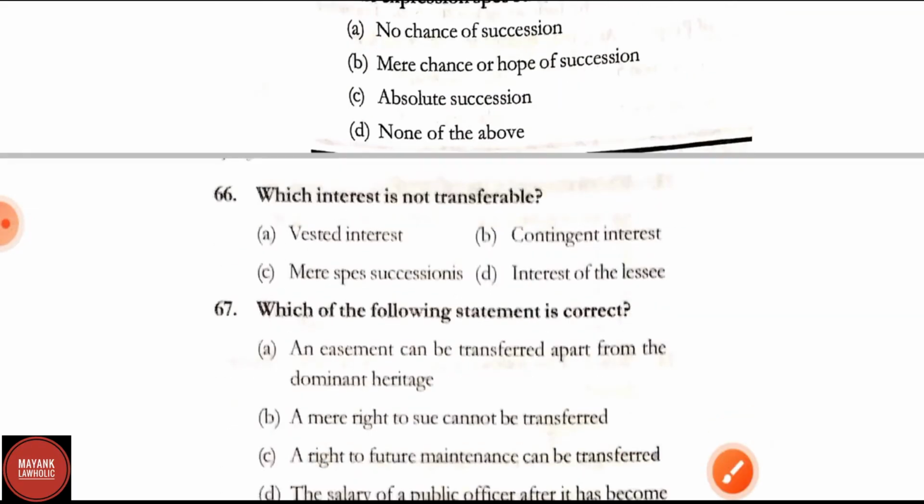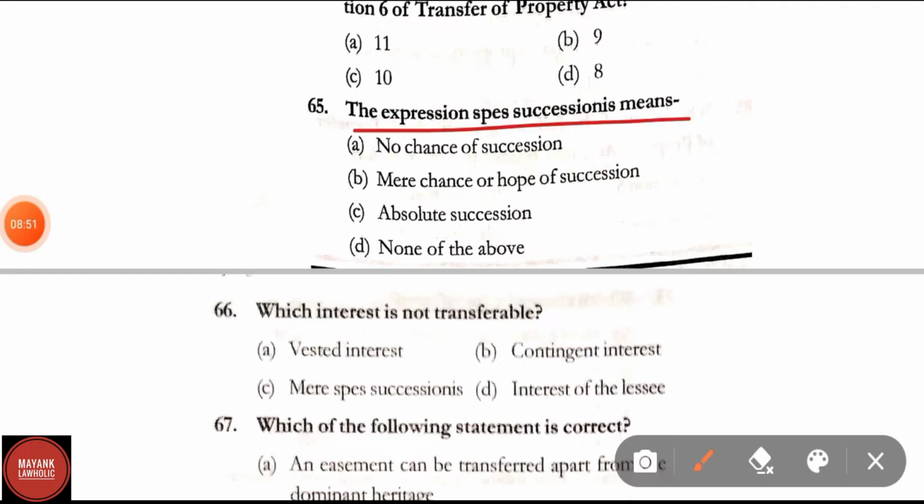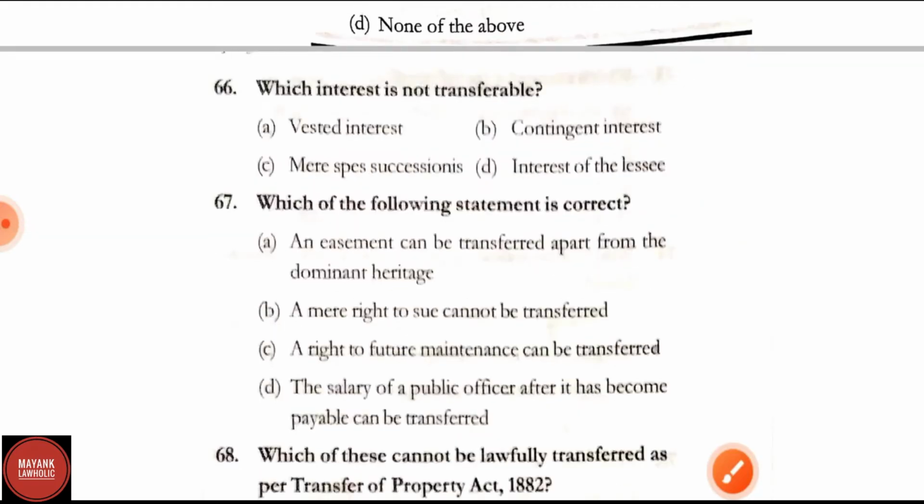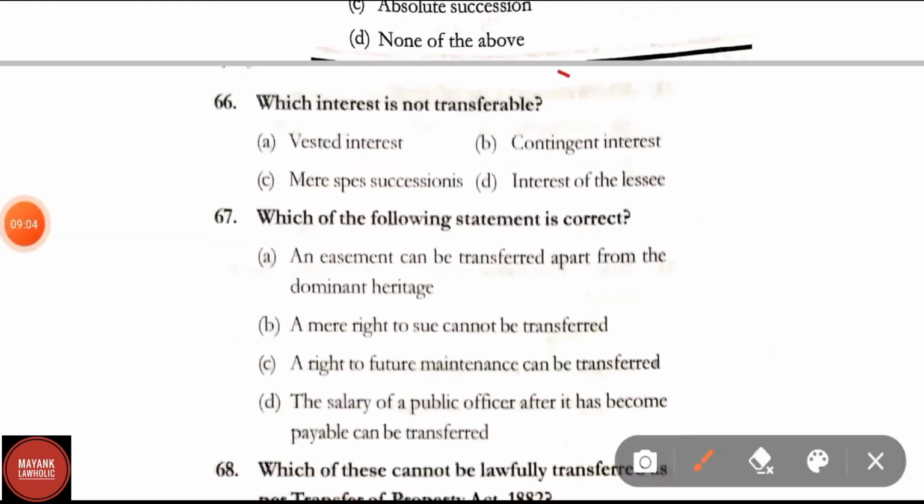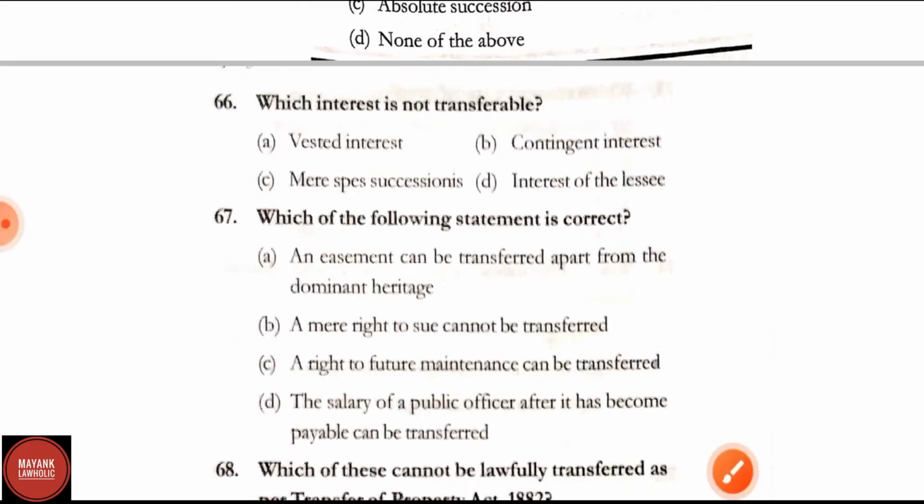Question number 65. The expression spes successionis means no chance of succession, mere chance or hope of succession, absolute succession, none of the above. Correct answer is option B, that is mere chance or hope of succession. Question number 66. Which interest is not transferable? Vested interest, contingent interest, mere spes successionis, interest of the lessee. Here the correct answer is option C, that is mere spes successionis is not transferable.